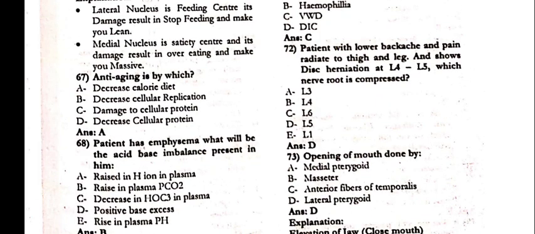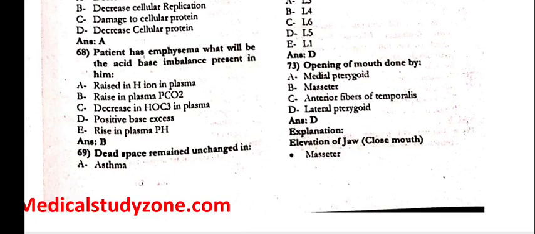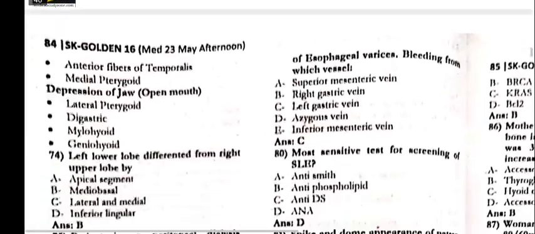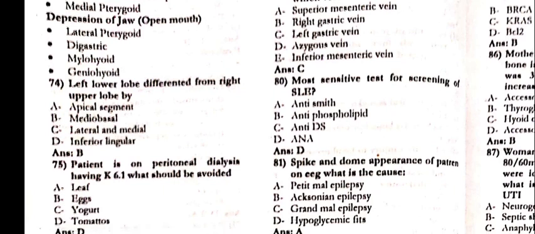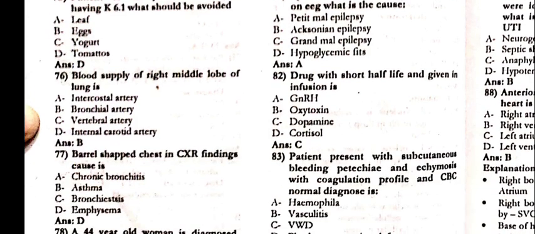The patient with lower backache and pain radiating to the thigh and the leg shows disc herniation. L4, L5, which of the following nerves is compressed? That is the L5. Opening of the mouth is done by the lateral pterygoid muscle. Next 74, left lower lobe differentiated from the right upper lobe by the mediobasal segment. Patient is on peritoneal dialysis having potassium 6.1, what should be avoided? The tomatoes, which are rich in potassium.